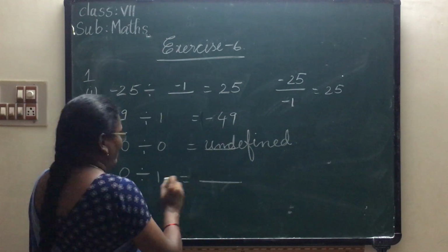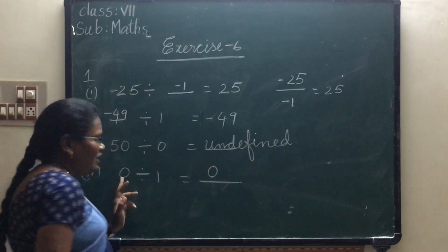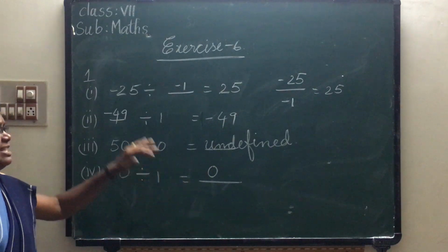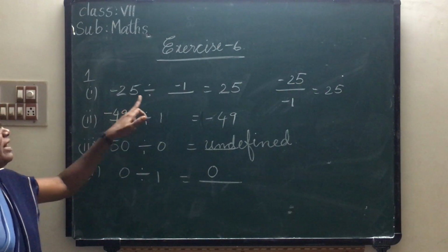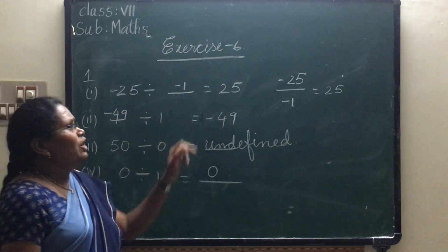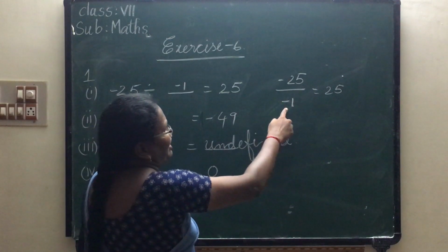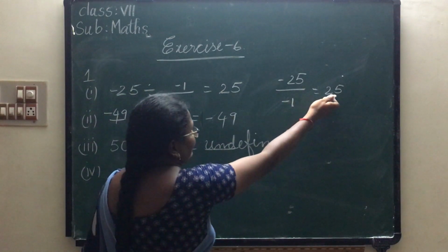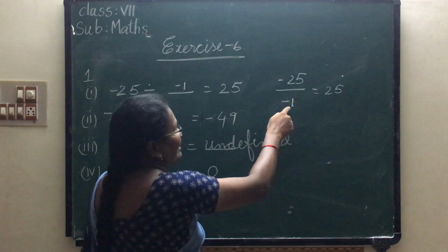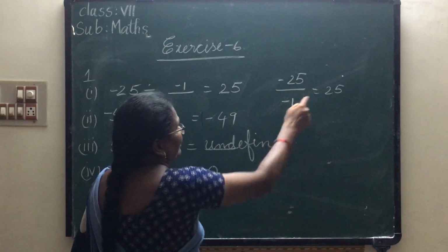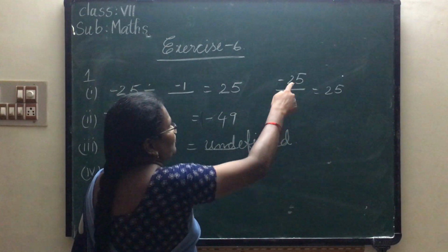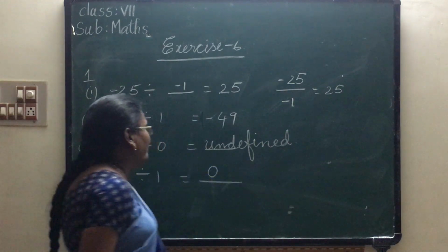0 divided by 1 is equal to 0. Once again, listen to all this. Minus 25 divided by dash is equal to 25. We don't know this number, but the answer is 25, so the number we write is minus 1. Minus into minus is plus, so minus 25 divided by minus 1 is equal to 25.